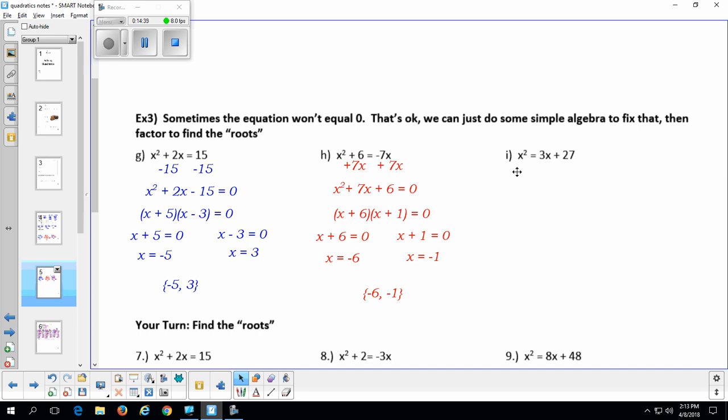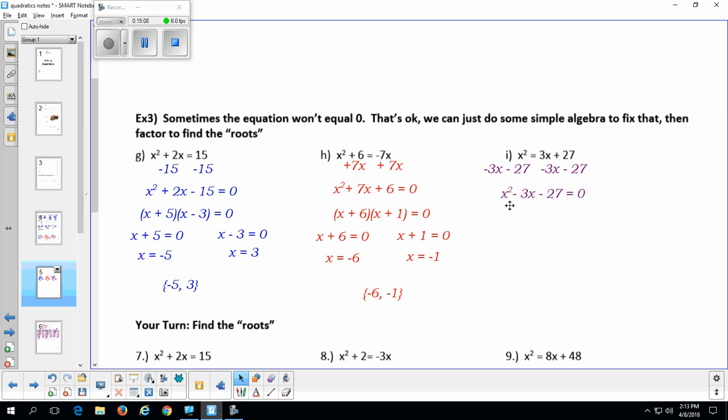And then the last one, x squared equals 3x minus 27. So it doesn't equal 0 here. What I'm actually going to do is subtract. I'm going to bring the 3x and the 27 over to the other side. I could bring the x squared over, but then it would be a negative x squared here, and that's just going to make things complicated. So I'm going to bring the 3x over and the 27 over. And they are opposite sides.